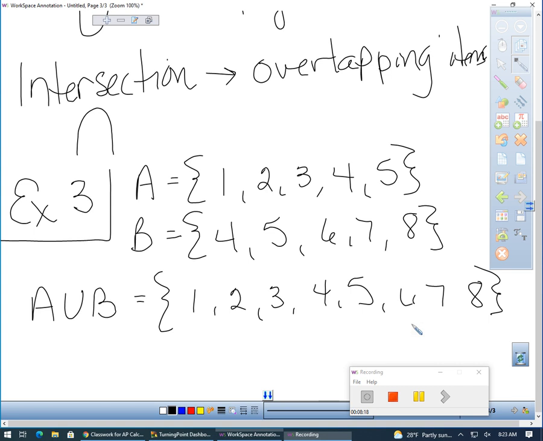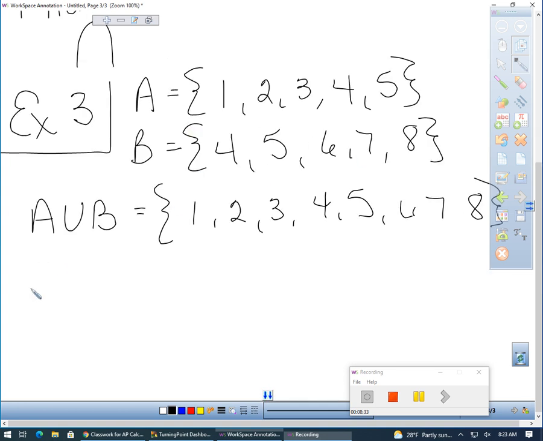Yes, Devin. Right, exactly. We're putting them all together. Okay? I'm going to use the same sets if I said A intersecting with B. This just wants the numbers that overlap between the 2 of them. What numbers is that? 4 and 5. Exactly. Questions at all?